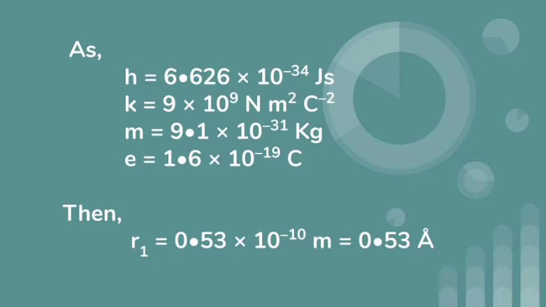Then r₁ comes out equal to 0.53 × 10⁻¹⁰ meter, or r₁ = 0.53 angstrom. This is the radius of lowest orbit. Radius of second orbit is 4 times and that of third orbit is 9 times and so on.